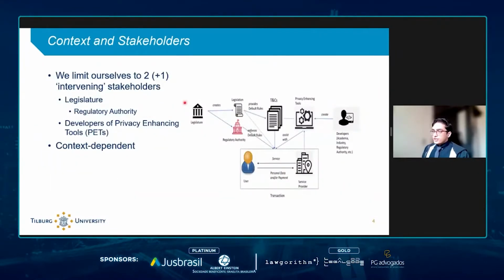So to set the stage for our analysis, we limit ourselves to a total of 5 stakeholders. The first two we discussed were the user and the service provider. The third is the legislature, which may create legislation that provides default rules for the terms and conditions, or provides prescriptions for the transaction and the entity's behavior in that itself.